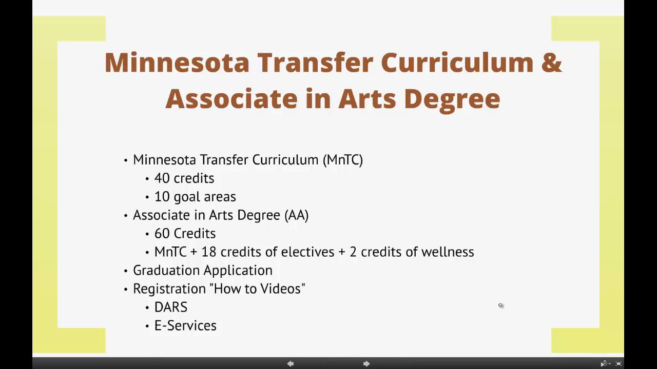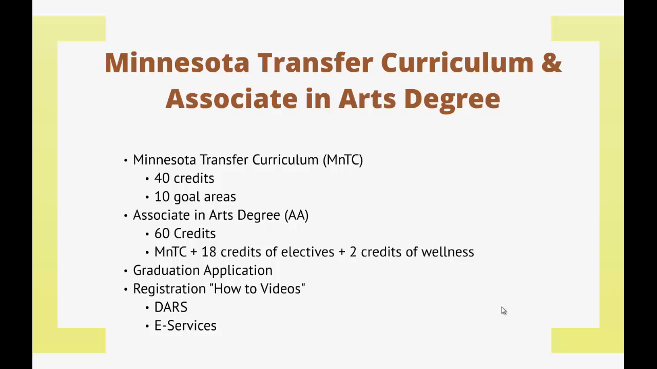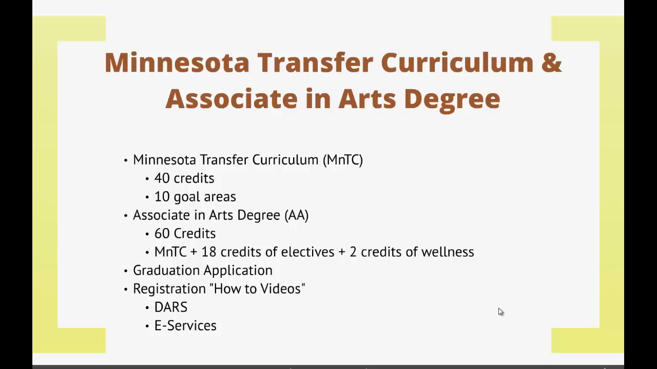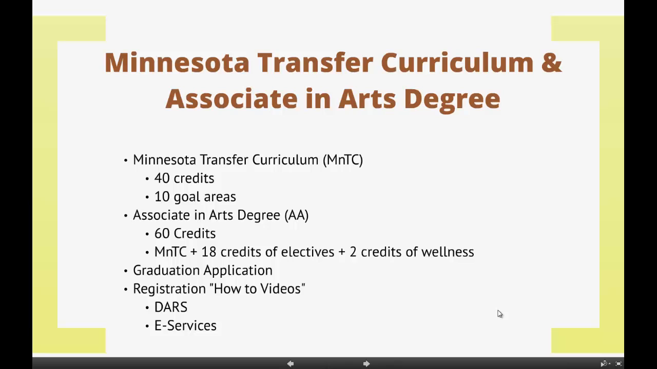The Minnesota Transfer Curriculum is also recognized by the University of Minnesota system, as long as the whole thing is complete and you've finished all 10 goal areas and all 40 credits. To complete the Minnesota Transfer Curriculum at SCTCC, you do need to earn a total of 40 credits from the Minnesota Transfer Curriculum, as well as completing all of the 10 goal areas.